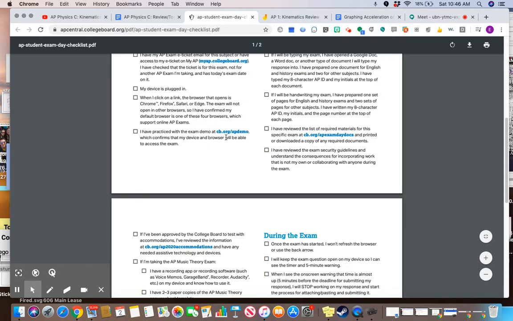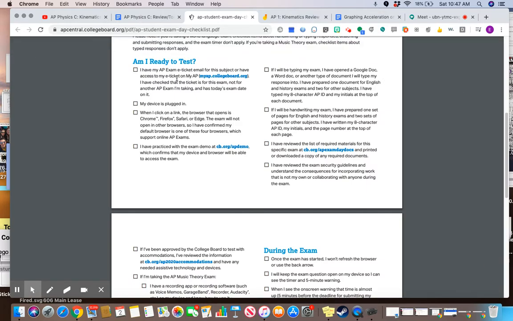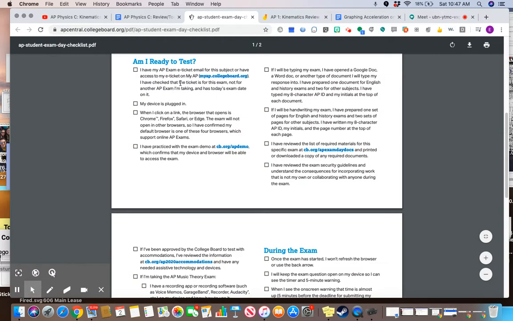We're going to quickly go through this checklist, which again is available to you in that agenda. So you will receive an e-ticket 2 days before the exam. So on May 9th, you will receive an e-ticket to your email. You will use that e-ticket to access your AP exam. You need to make sure that your device is plugged in and charged. It suggests that you use Chrome, so make sure that Chrome is working for you.